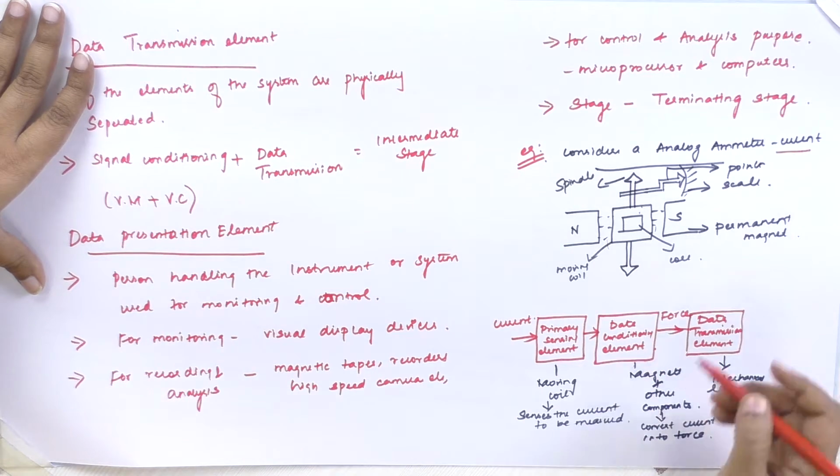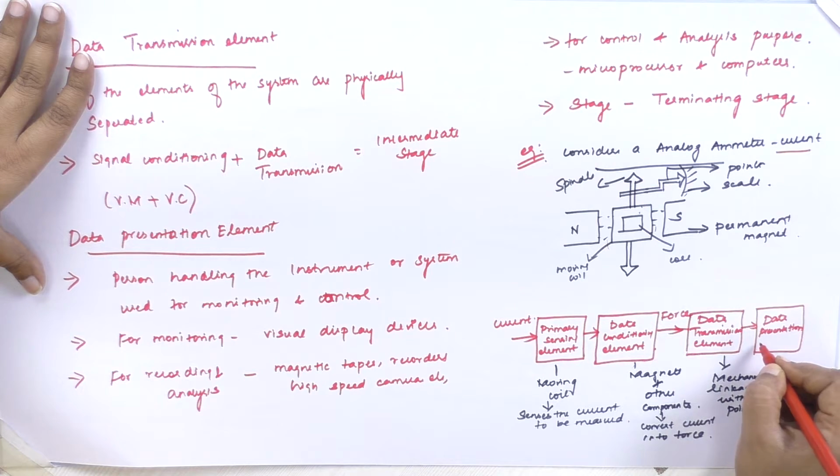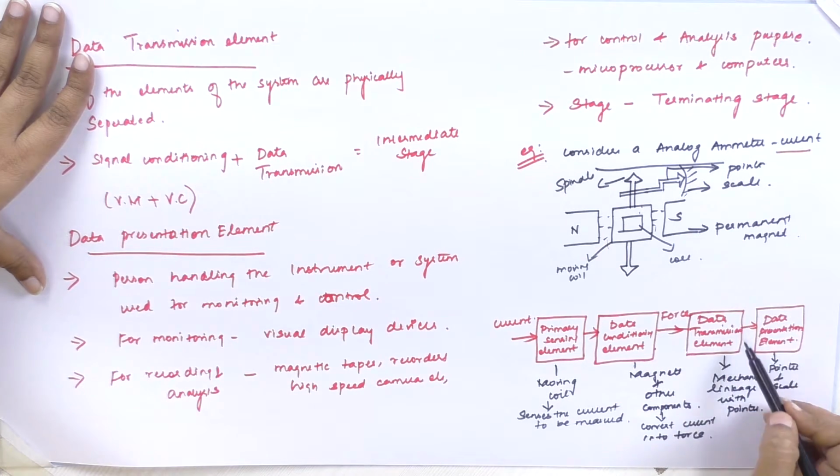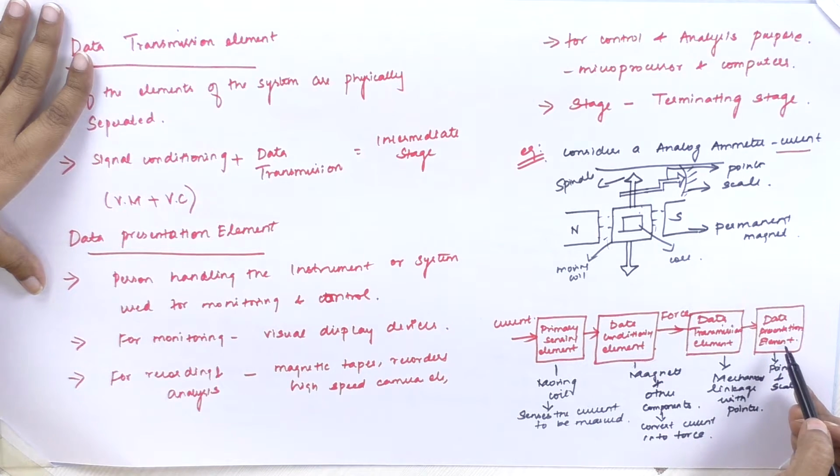So, the next element will be the data presentation element. The data presentation element will be nothing but the pointer and scale. So, the pointer along with the scale acts as the data presentation element which will present, or indicate, the amount of current which is to be measured.